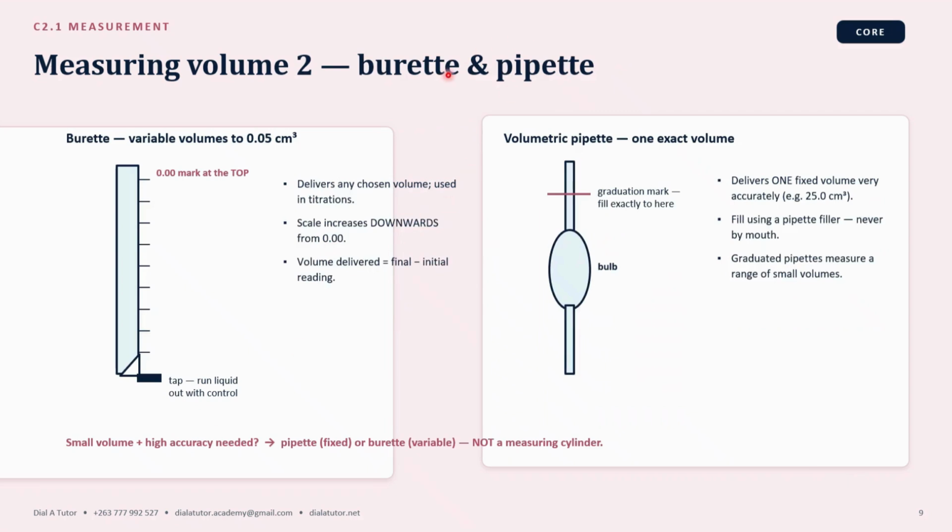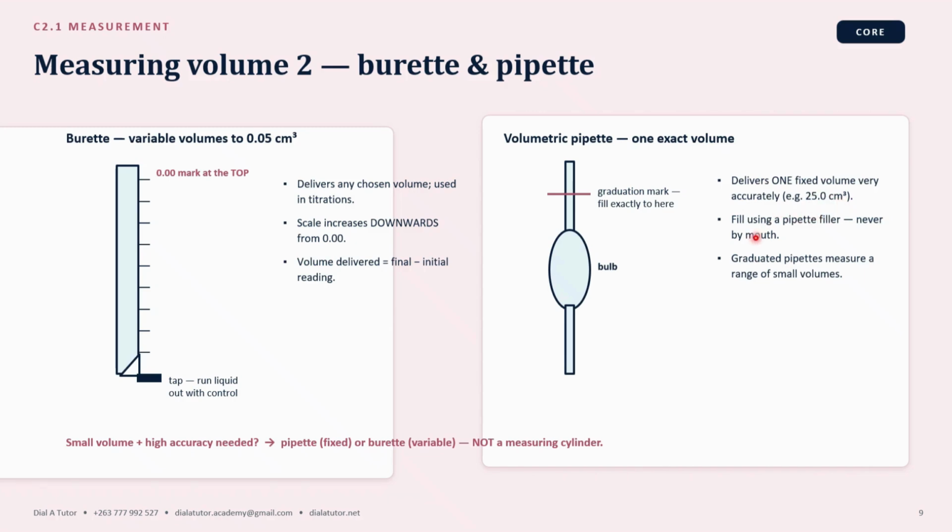Now, we have measuring volume 2, where we want to be more precise. We have the burettes. Now, these two are the accurate volume instruments, the burette and the volumetric pipette. The burette delivers any volume you choose, and its scale runs downwards from 0 at the top. So you'll find that the 0 mark will be here, and then we have marks increasing as you go downwards. The volumetric pipette delivers one exact volume. So take note that it delivers one exact volume very accurately.